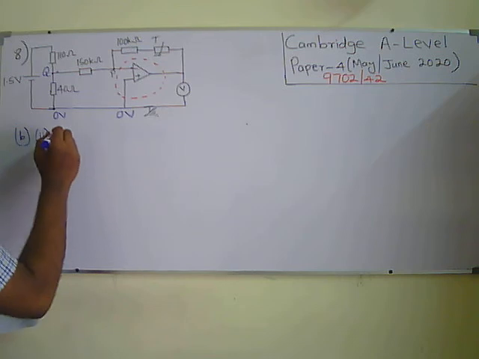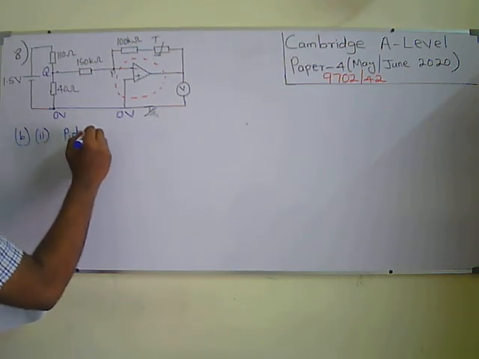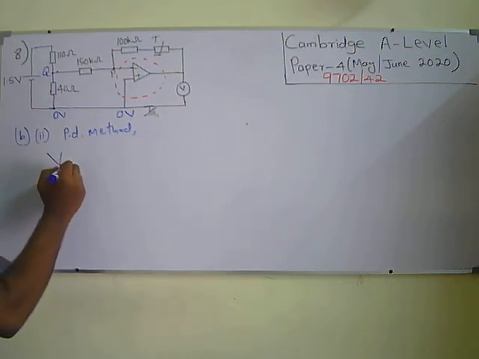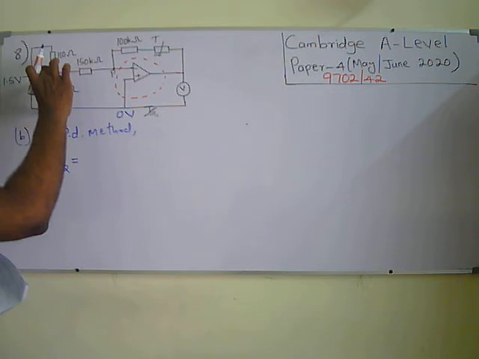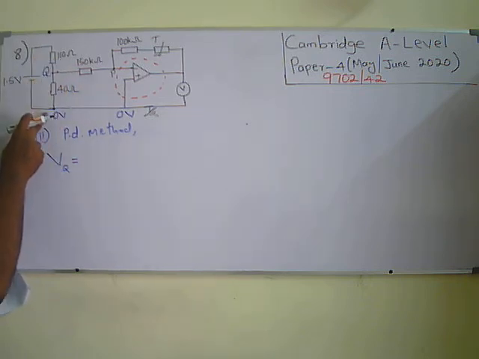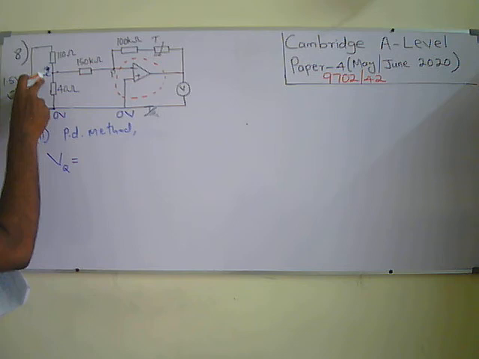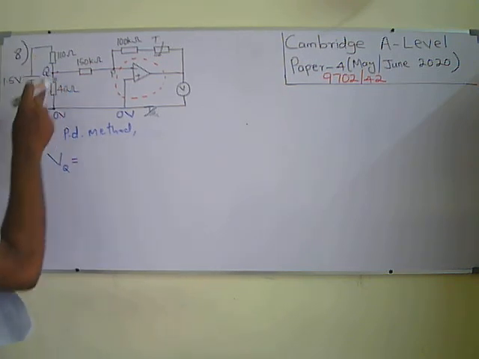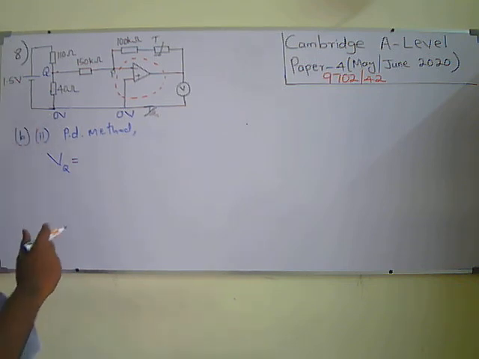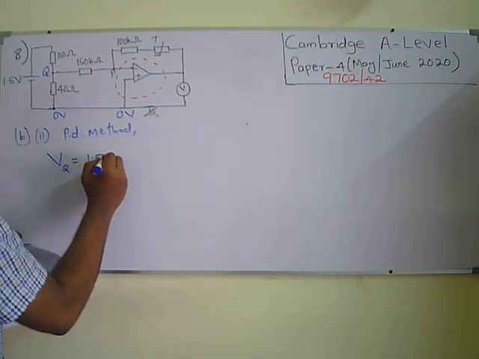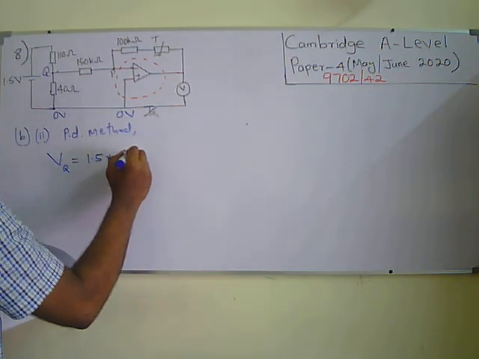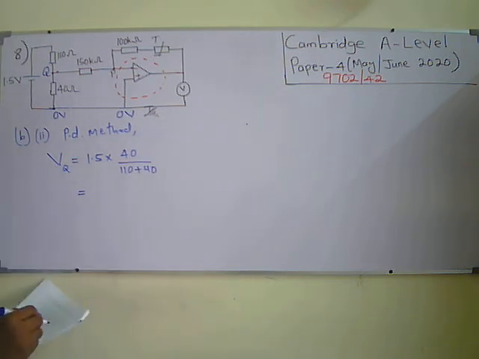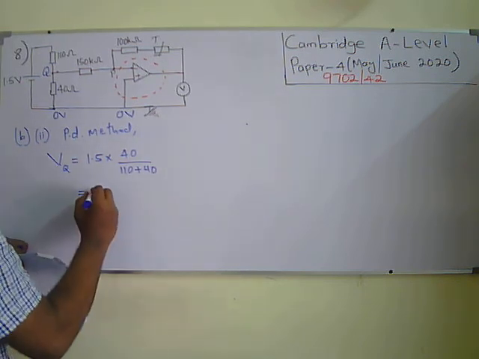So I can use the potential divider method. The voltage at Q is the voltage across 40 ohms, but this end is at 0 volts, so the potential difference equals the potential at Q. So it is the total input voltage times that resistance over the total resistance, 110 plus 40. So the answer will be 0.40 volt.